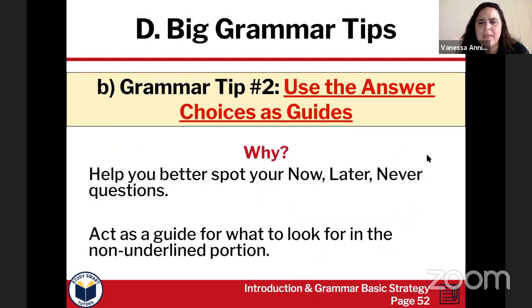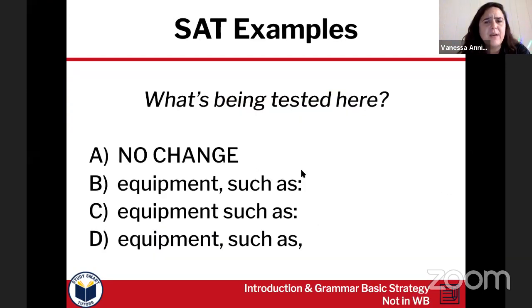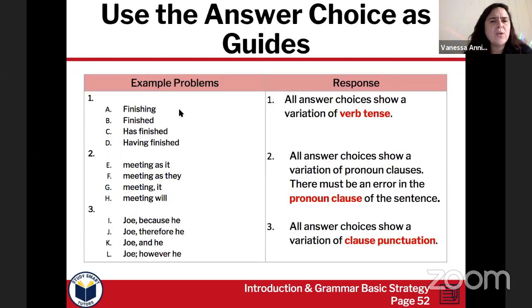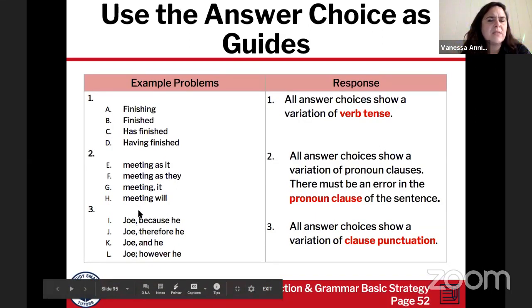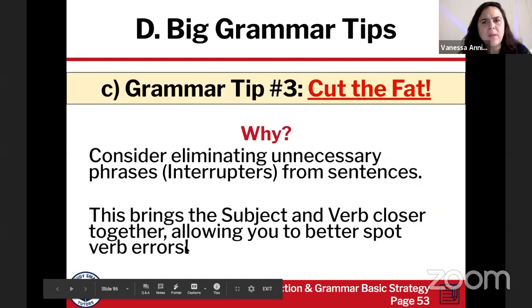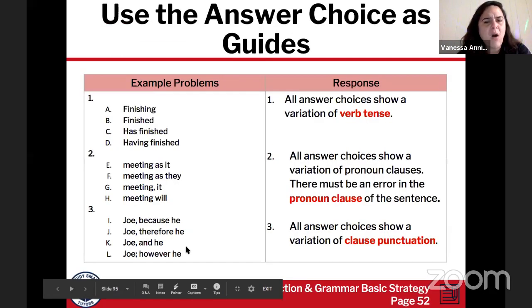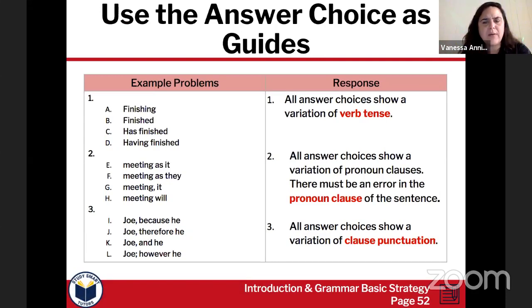Now, our second tip as we close out is to use those answer choices as guides. And I did mention that already. For example, you would know right off the bat that number one is a verb, right? Number two, you can see it's "it's" and "they's." So that means that's a pronoun. And number three, because it's in the middle and you have, again, some commas and colons or semicolons, then this is a sentence combination, a clause punctuation. So again, take a look at what they are. You will clearly see which one is a sentence combination, which one is a pronoun, a who, a it, a that.